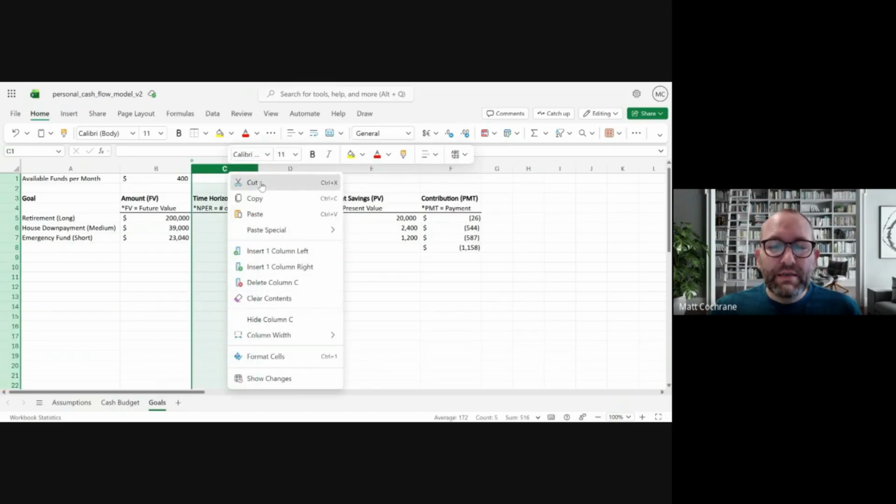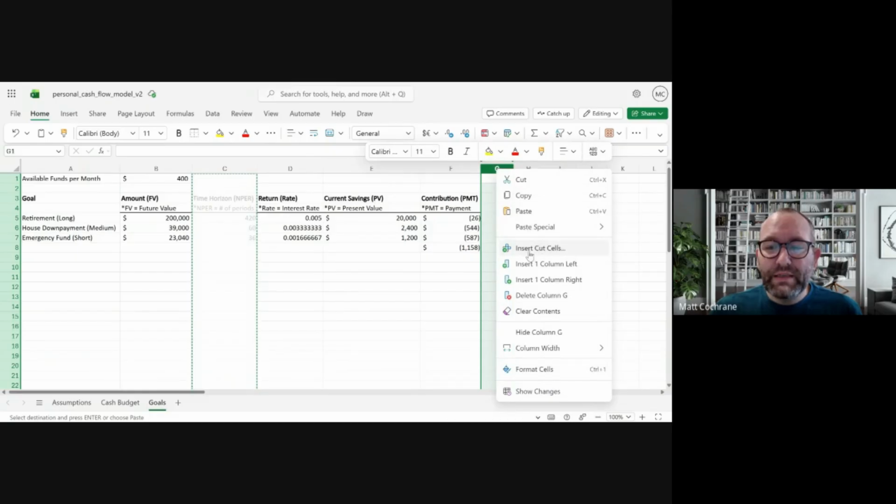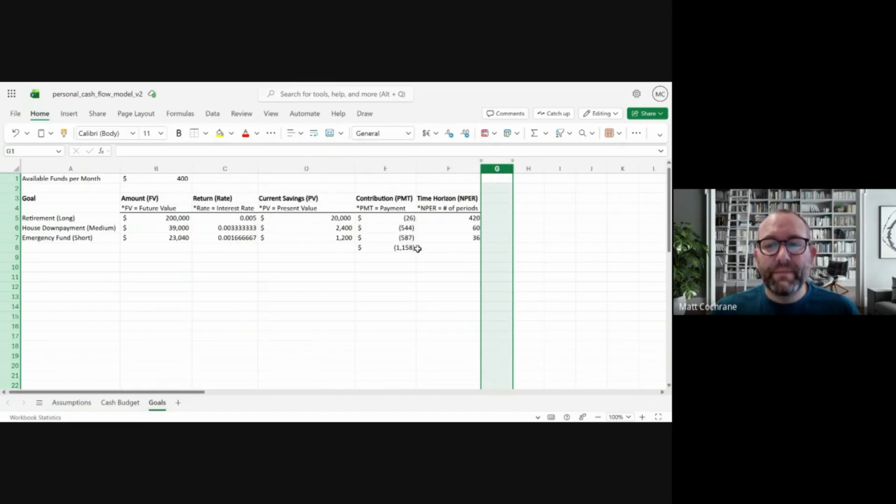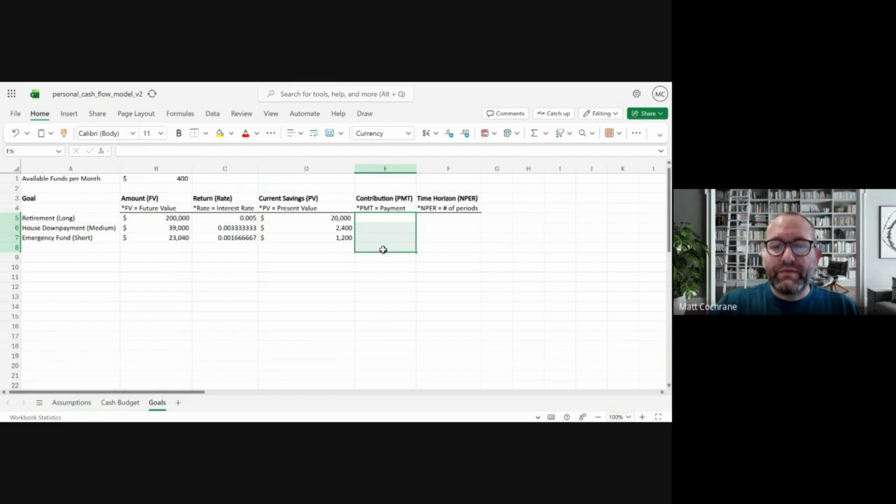We're going to cut the NPER and we're going to insert the cut cells here. We're going to remove all of these values and we're going to remove all of these values. So now what we want to do is we want to say, how much am I willing to contribute to each of these goals? Okay, and then we can calculate what the number of periods are. So let's say for our retirement, we're willing to contribute, and remember, this is cash outflow, so we have to make the numbers negative. Or we can just keep them positive and then take care of it in the formula. So maybe we'll do that to keep it consistent.